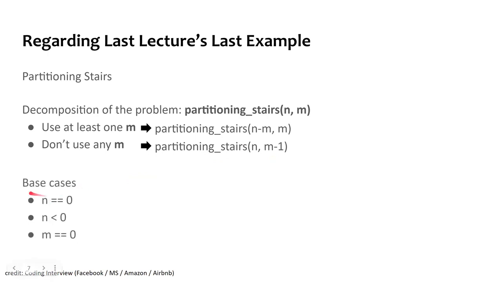And when you think about base cases, there are three base cases: where N becomes 0, N becomes smaller than 0, meaning N is negative, or M becomes 0. So try to think about these three base cases and how to decompose this problem into these two cases, and you can implement this problem, all right? I already gave you the solution, so you can think about it. Any questions regarding this problem? All right, let's move on.